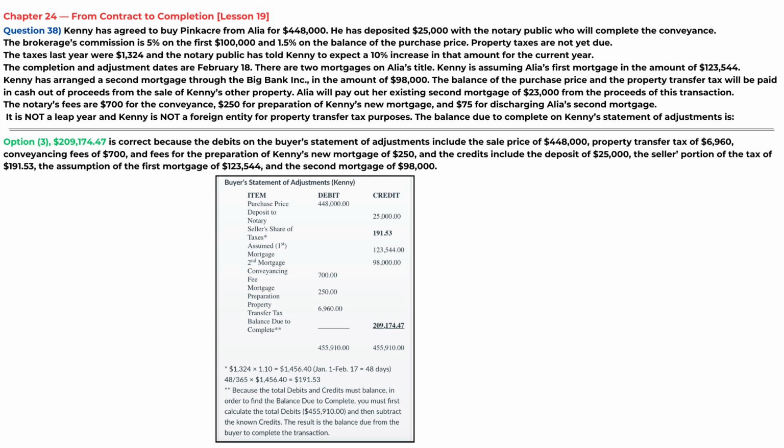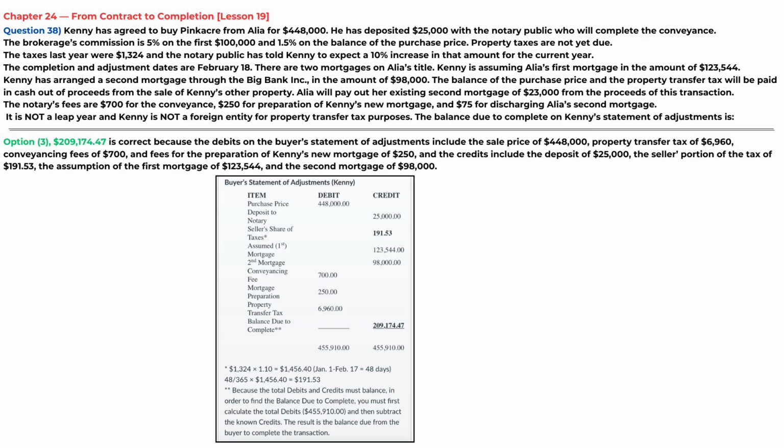Buyer's statement of adjustments, Kenny. Item purchase price, $448,000, debit. Deposit to notary, $25,000, credit. Seller's share of taxes, $191.53, credit. Assumed first mortgage, $123,544, credit. Second mortgage, $98,000, credit. Conveyancing fee, $700, debit. Mortgage preparation, $250, debit.